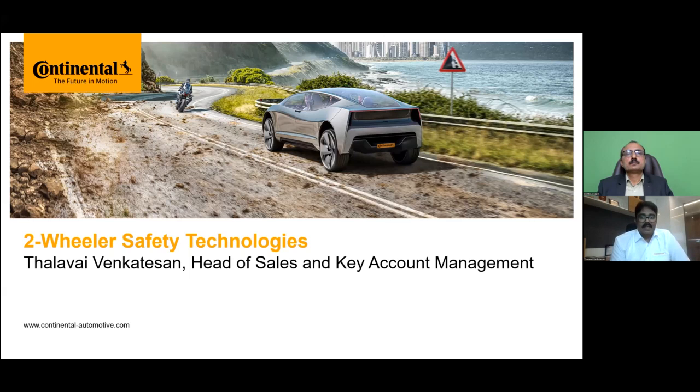So I'll talk more on the two-wheeler side, regarding what we currently have from the technology side, from the Continental side. And maybe for that, I'll also give a little bit of background on where we are on these topics and what we are working on, these technologies.